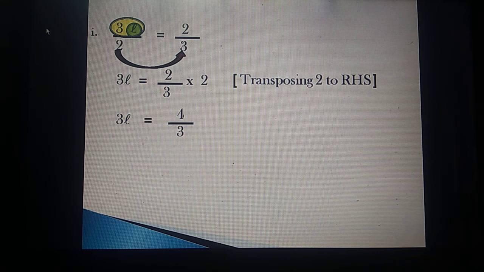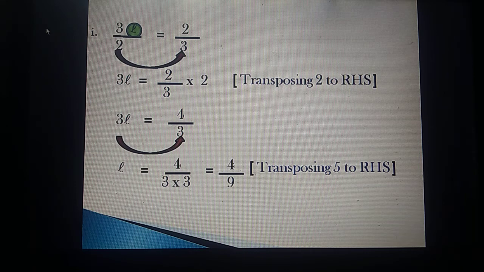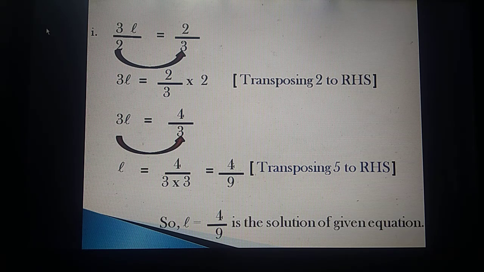Now in the outermost circle it's 3. We will shift 3 now. We are multiplying 3 by L right now. After transposing, you are supposed to divide the RHS by 3. Right now already 3 is there in the denominator. So now the new 3 you are supposed to multiply with the 2. Finally, you are left with 4 by 9. This is your final answer.